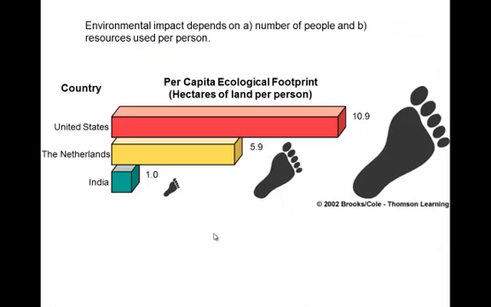Here are some ecological footprints. If we look at a per person, that's what per capita means, a per person ecological footprint, these are the number of hectares of land per person.